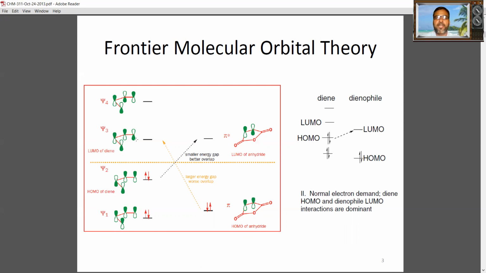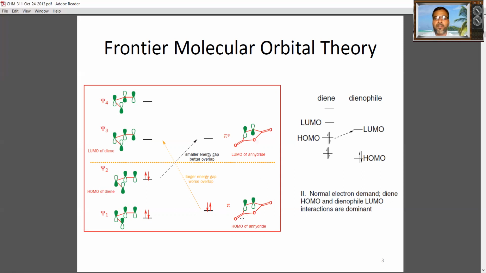Now you can see two terminal down and two center up. This is the LUMO, unfilled. Psi 4: you can see one up, one down, one up, one down. So that one is empty. This is about your diene system. So you have psi 1 and psi 2 as the HOMO, and psi 3 and psi 4 as the LUMO.